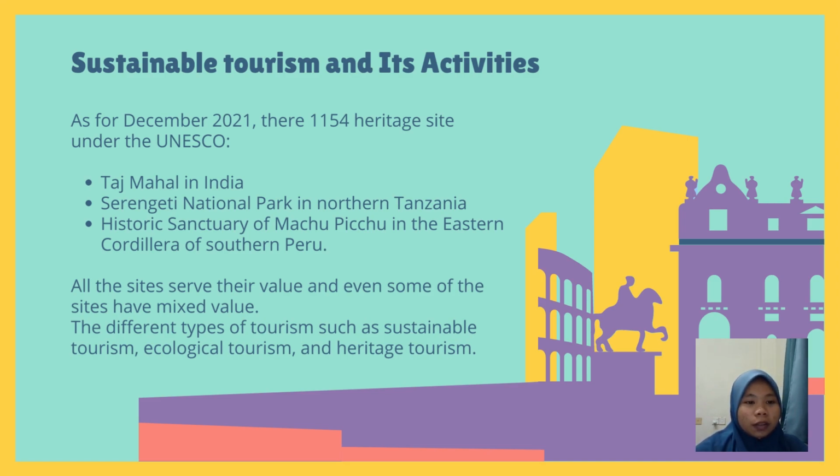So all these sites serve their own value, and even some of them have a mixed value. For example, the sanctuary of Machu Picchu has both cultural and natural value. Therefore, governments are trying to promote tourism in their heritage sites to gain funding to preserve them and to boost the economy. So there are different types of tourism, such as sustainable tourism, ecological tourism, and heritage tourism.